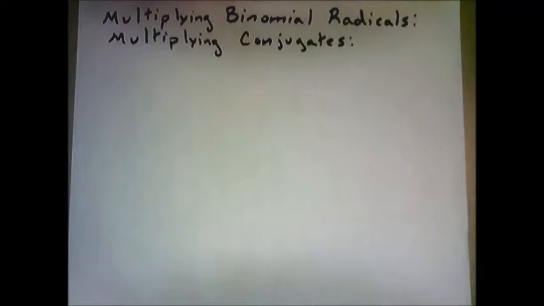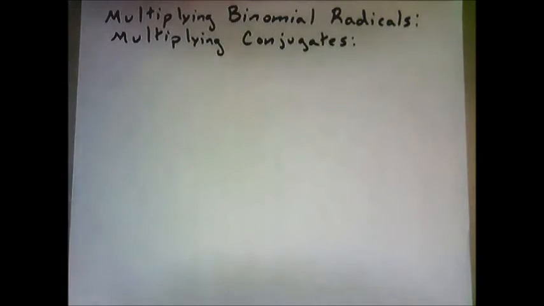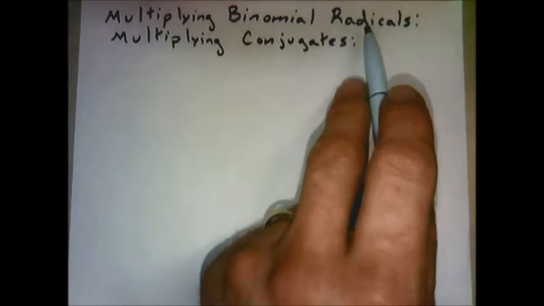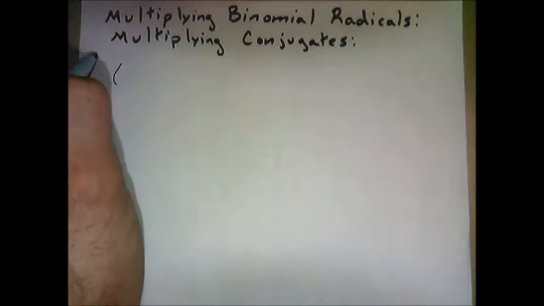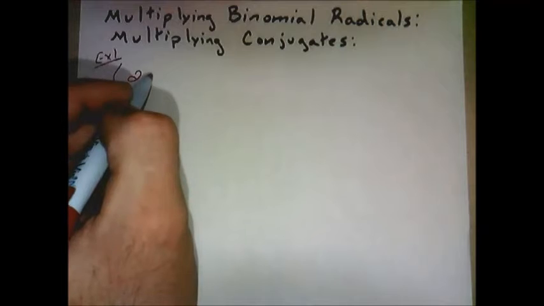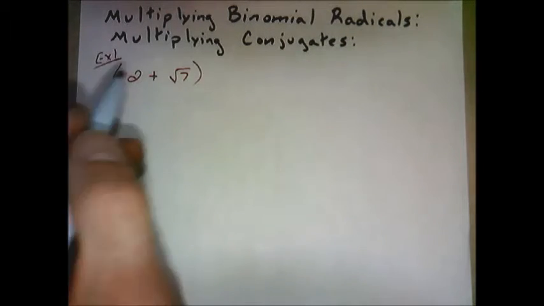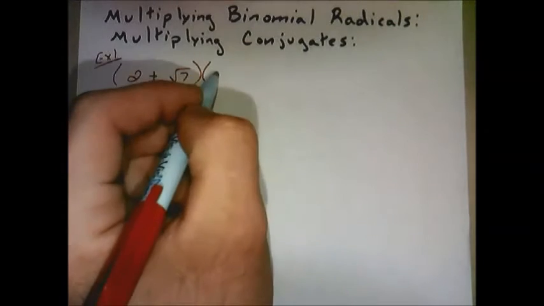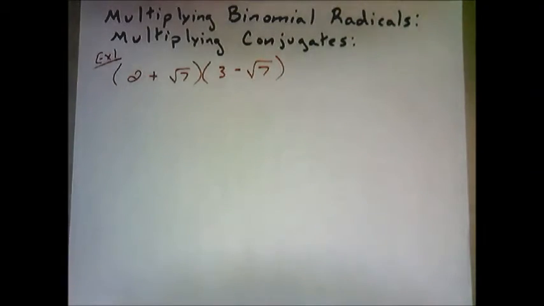Let's look at multiplying binomial radicals and multiplying conjugates. Remember, a binomial is a quantity that has two terms, and radicals simply have those radical symbols in them. So let's go ahead and look at an example. Example 1, let's take 2 plus the square root of 7 as one binomial, and multiply it by another binomial, 3 minus the square root of 7.